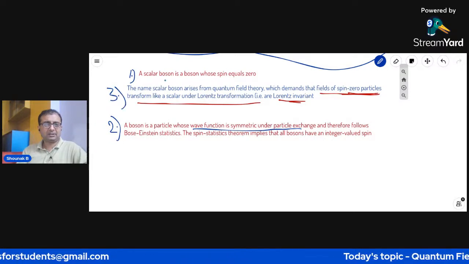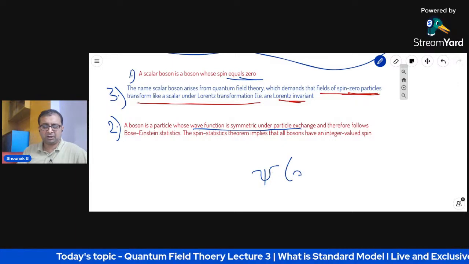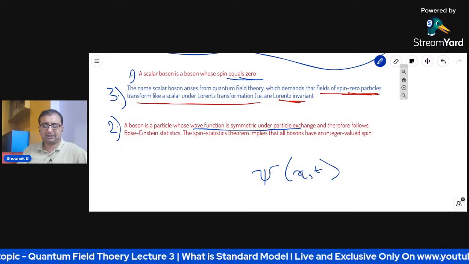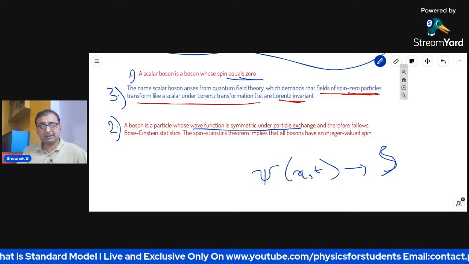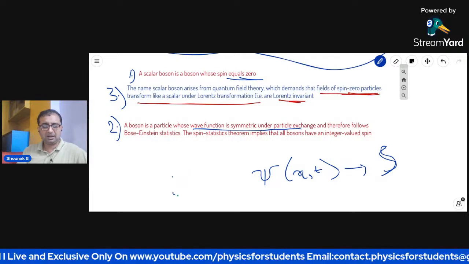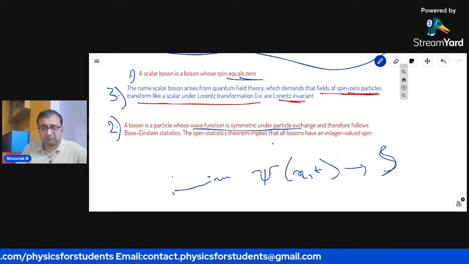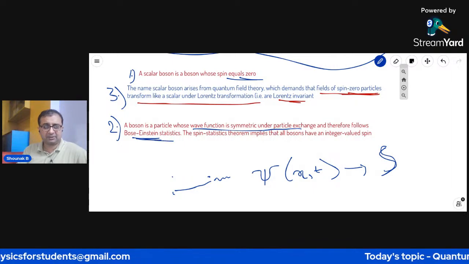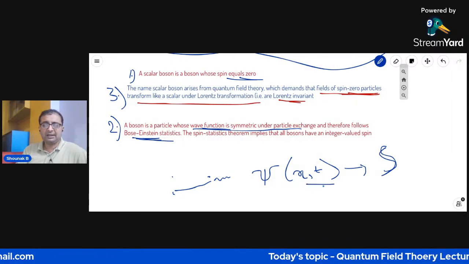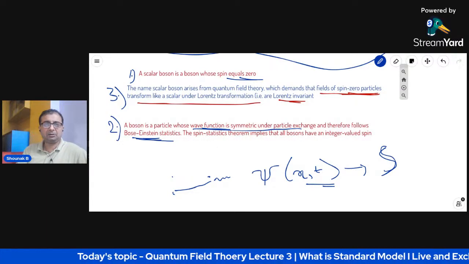A scalar boson is a boson whose spin equals 0. That is fine. A boson is a particle whose wave function, that means if I take any wave function of x and t, would be symmetric under exchange. So here is a particle and here is a particle. If they are exchanging and it gives a virtual photon, whatever it may be, it follows the Bose-Einstein statistics, because the wave function is symmetric. The spin-statistics theorem, whatever. Now you see what I'm trying to tell, this part.